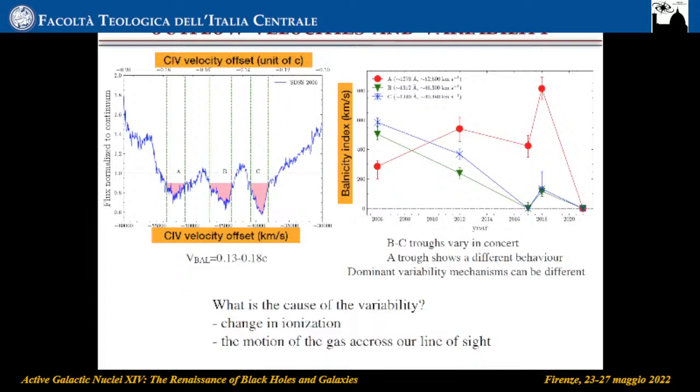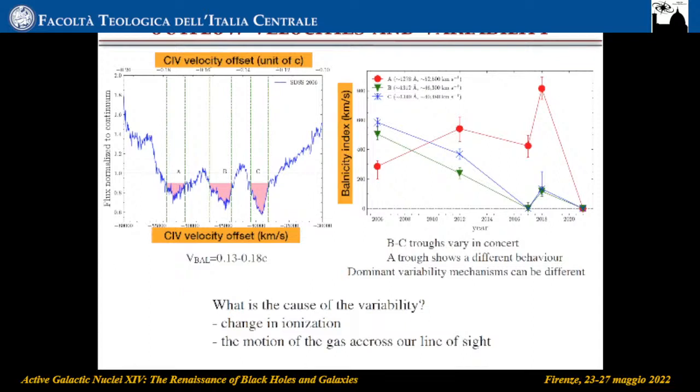Here you can see the velocity index as a function of the multi-epoch observation. As you can see, the trough A is in red, and the variations of troughs B and C are here in blue and in green. As you can see, they vary in a different way. In particular, B and C vary similarly, and the A trough actually varies in a different way. This means that maybe the mechanisms responsible for such variability are different between different troughs.